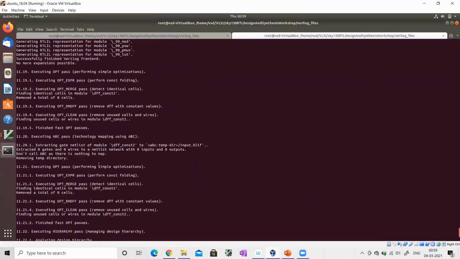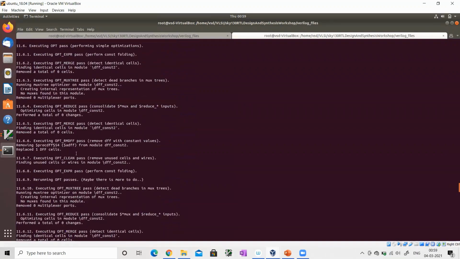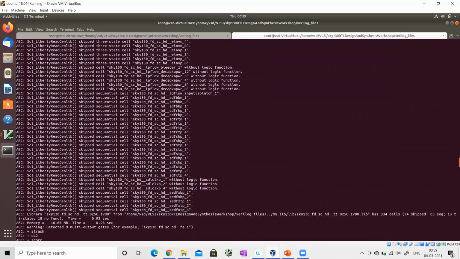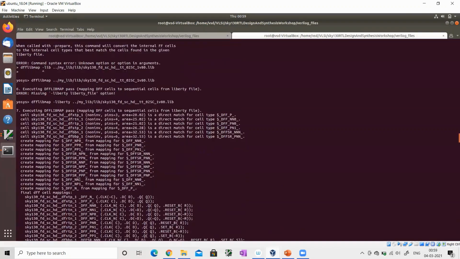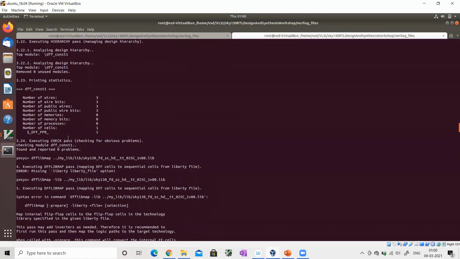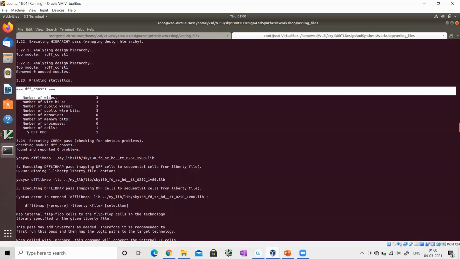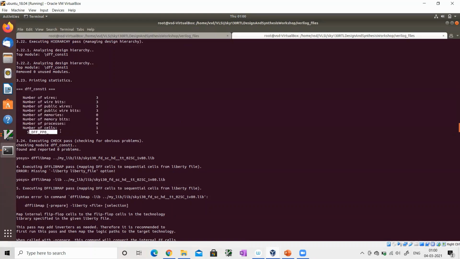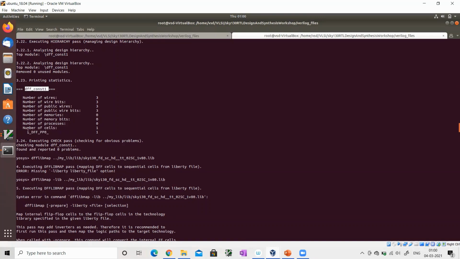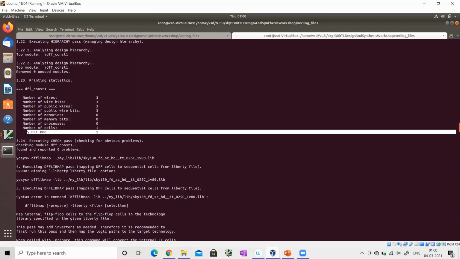Okay, so let me show you this report that came when we synthesized the previous design. I'm just scrolling back. This is important. In the previous design, while we were synthesizing dff_const1, when it is printing the statistics, it has inferred a dff for dff_const1. This is very important for us to note and understand, what is printed in the statistics.